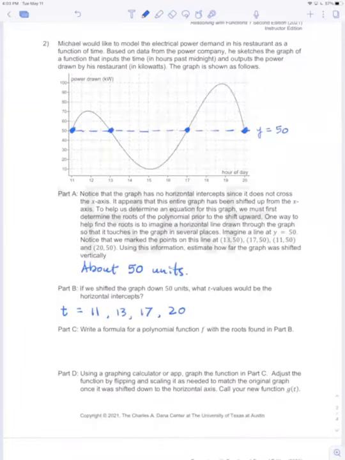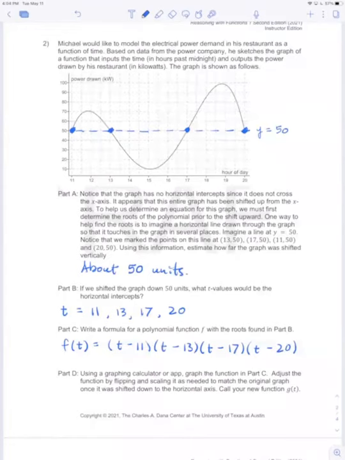Part C. Write a formula for the polynomial function f with the roots found in part B. So let's call this function f, and we'll write f of t is equal to t minus 11, t minus 13, t minus 17, and t minus 20.